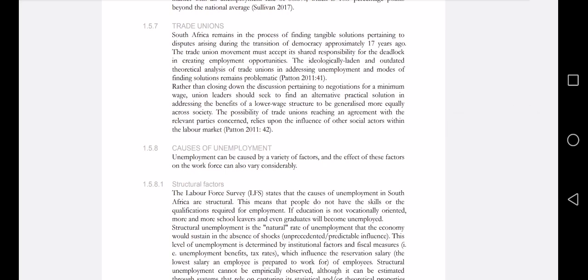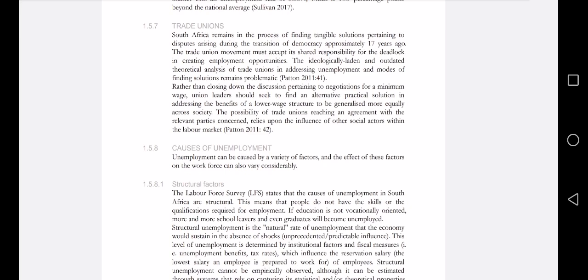Trade unions. South Africa remains in the process of finding tangible solutions pertaining to the disputes arising during the transition to democracy approximately 17 years ago. The trade union movement must accept its shared responsibility for the deadlock in creating employment opportunities. The ideologically laden and outdated theoretical analysis of the trade unions in addressing unemployment and modes of finding solutions remains problematic. Patton, 2011, page 41.